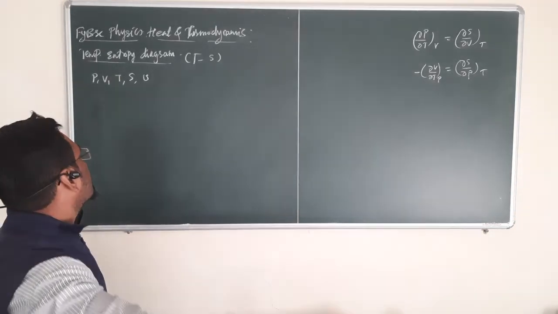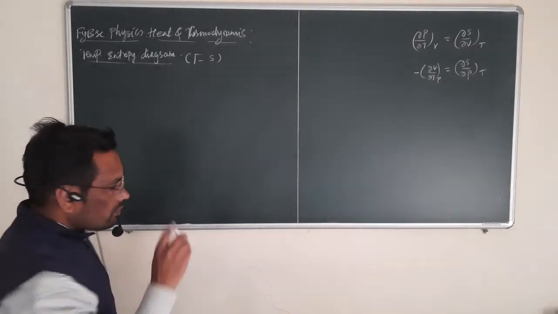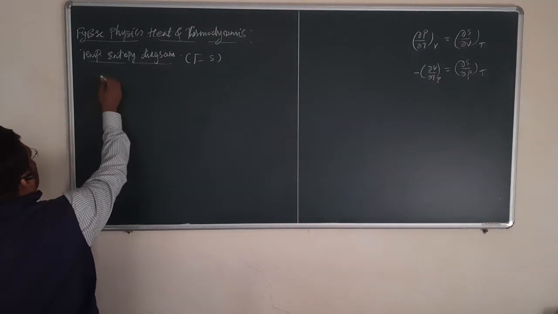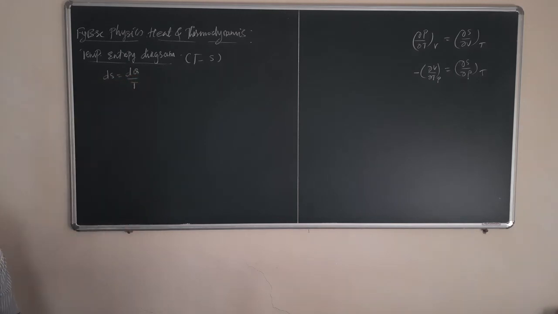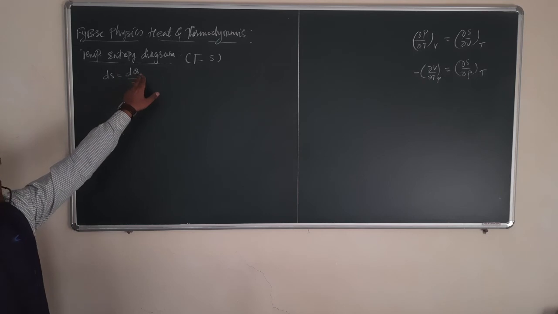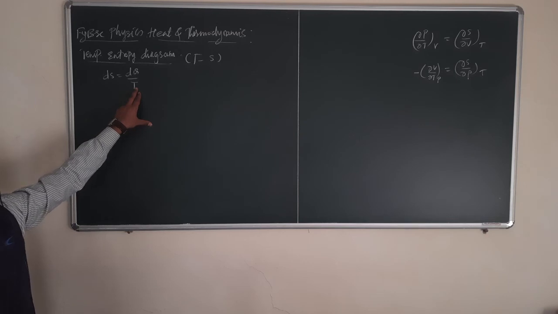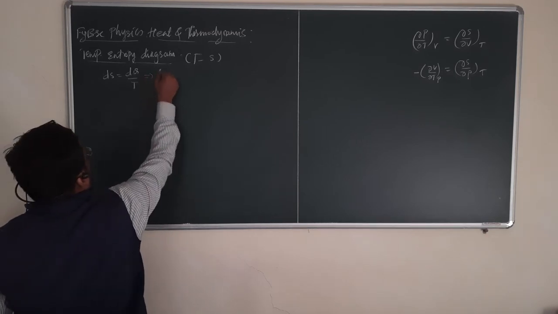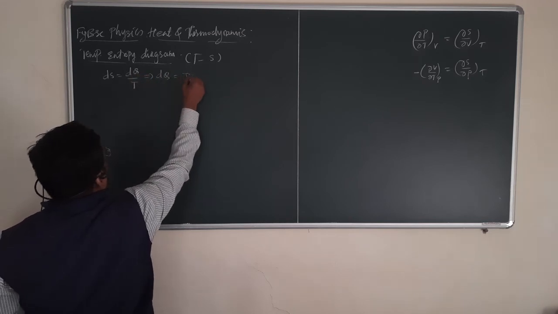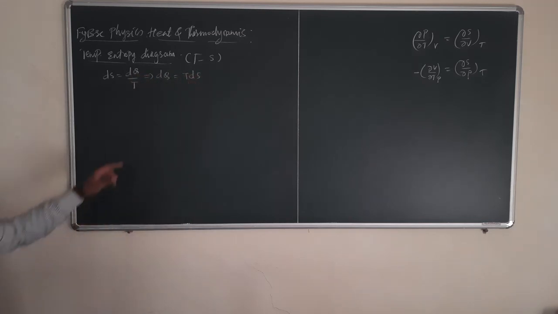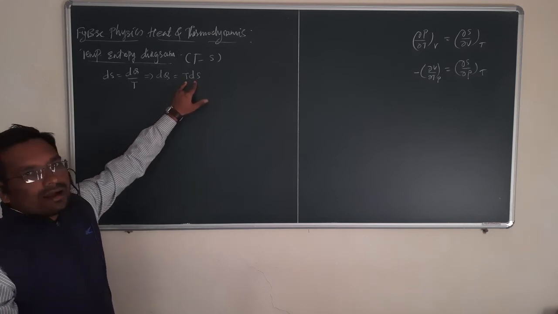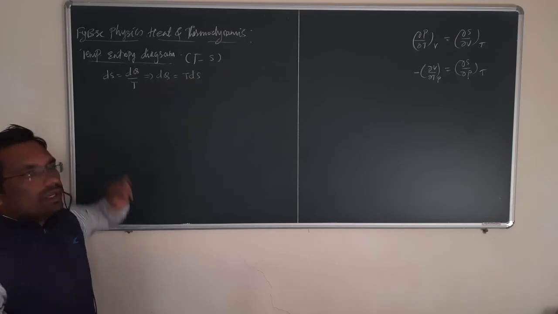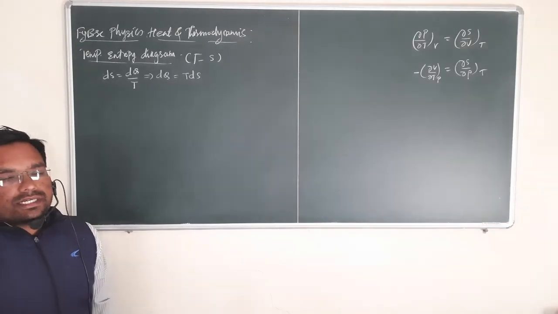Now, what is the significance of the TS diagram? We know that the change in entropy dS can be written as dq upon T, where dS is the change in entropy, dq is the amount of heat energy absorbed or rejected by the system, and T is the temperature. So from this equation we can write dq is equal to T into dS. So if you plot a temperature entropy diagram on a graph, and take the area under the curve, that is nothing but dq. dq is what? The amount of heat energy absorbed or rejected by the system.